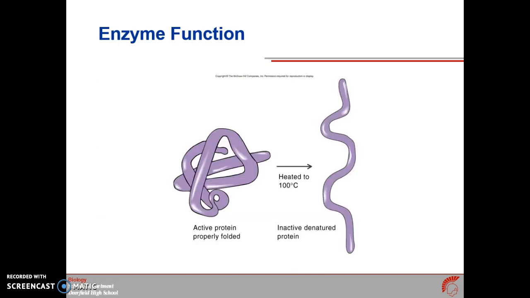If we look at enzyme function, we've said before that proteins are unique because they are three-dimensional in character, and active proteins properly fold in this manner. Enzymes are an example of a specialized protein. When heated to a particular temperature, they become inactivated. That will cause them to denature and unravel, and their unique 3D structure will be changed. We say that this inactive protein has denatured due to heat, a very high temperature.